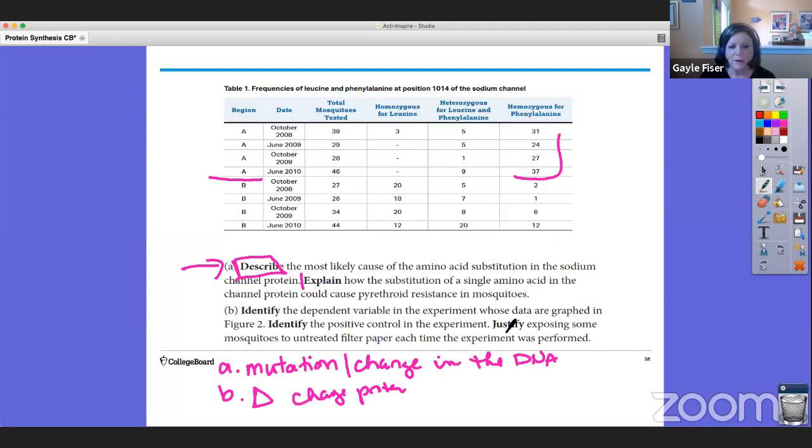And then the next thing, justify exposing some mosquitoes to untreated filter paper each time the experiment was performed. Remember, there's some things you should write about when we're talking about what? The control. It's the control, that's number one, and then there's no treatment, and whatever is happening in your experiment is happening because of the treatment, not because of the filter paper in this case. Okay, now let's check and see how we did.